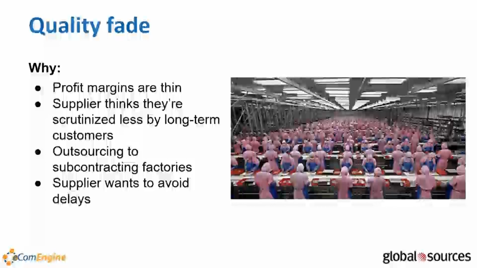Quality fade also happens when the supplier starts outsourcing your products to other factories. And quality control measures at these other factories might not be very robust. In some cases, the supplier will take shortcuts and compromise quality if they want to avoid delays in production. This is common around long holidays in China, such as Chinese New Year, when suppliers are rushing to complete orders before their workers go on leave.